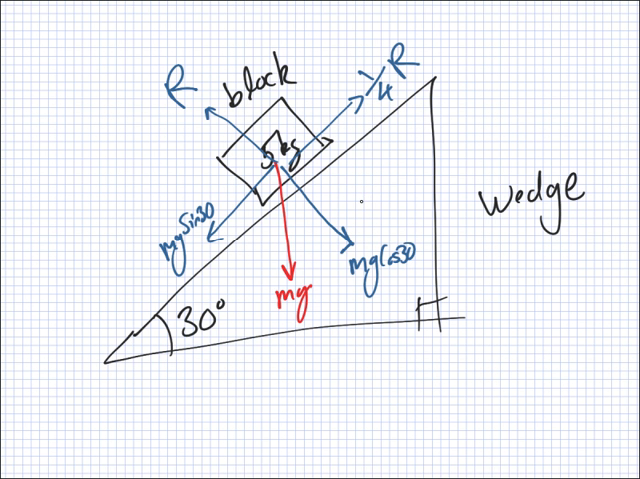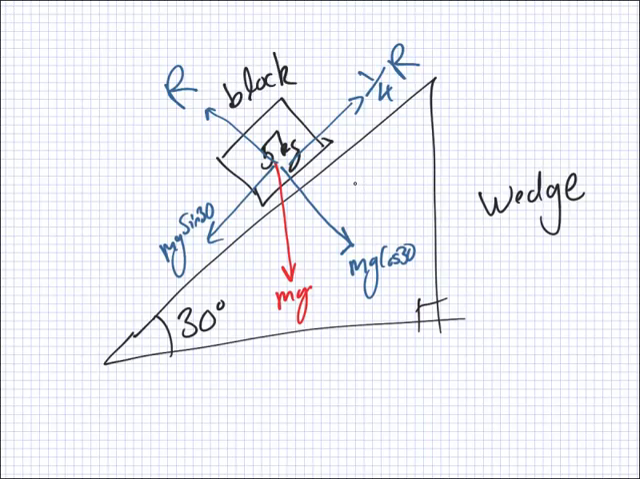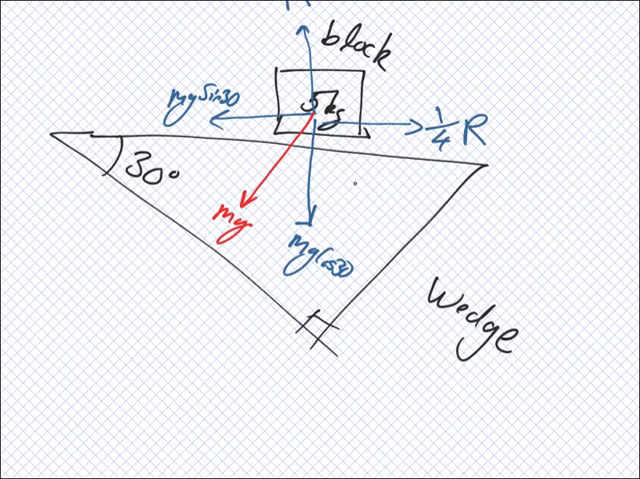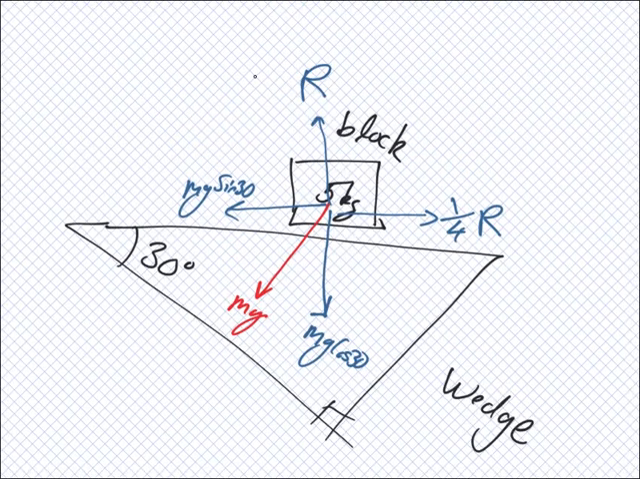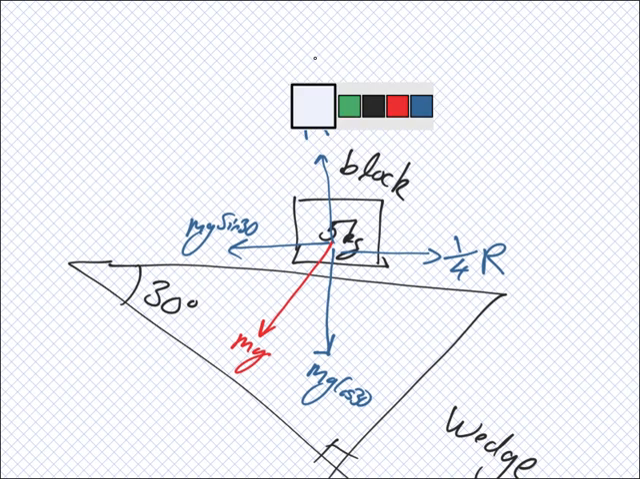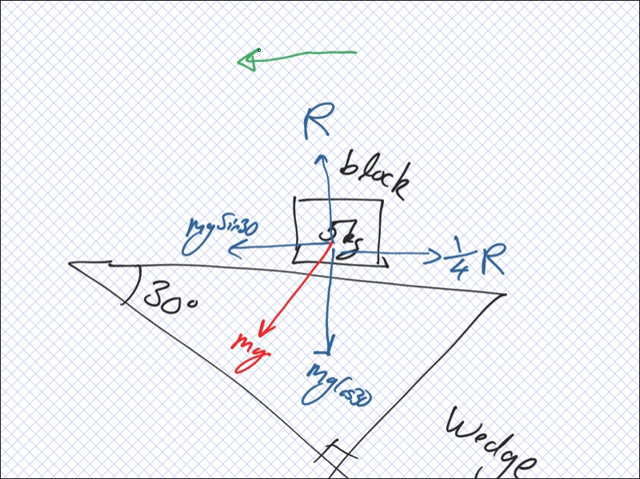Okay, so what we can do is look at the picture. It's going to move to the left, and we want to know what this acceleration is. Now, these are balanced, so you can see that R must equal mg cos 30.